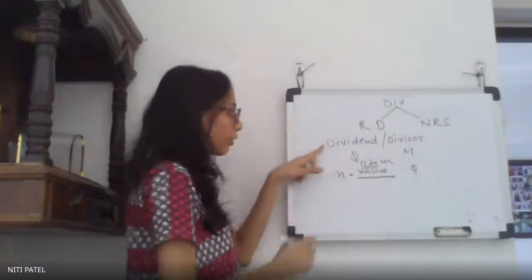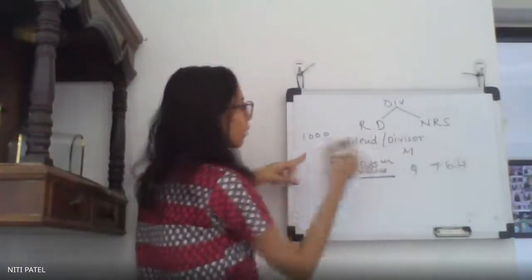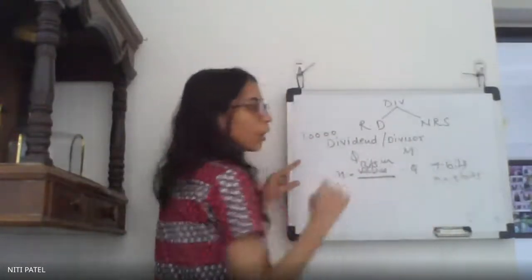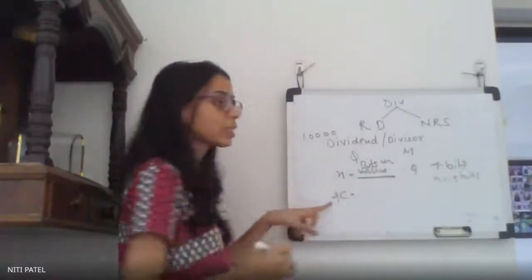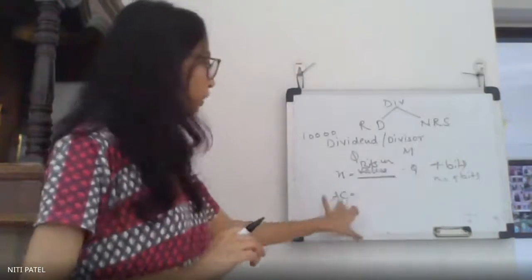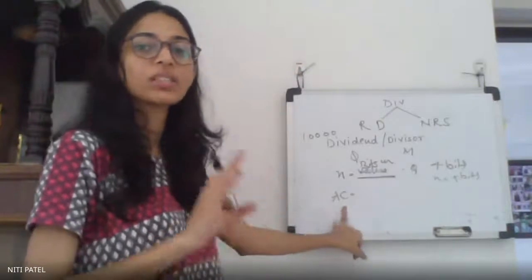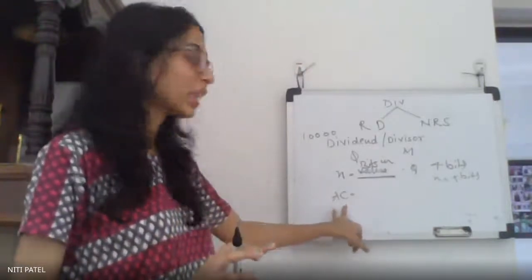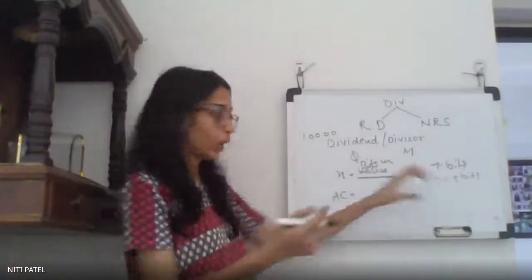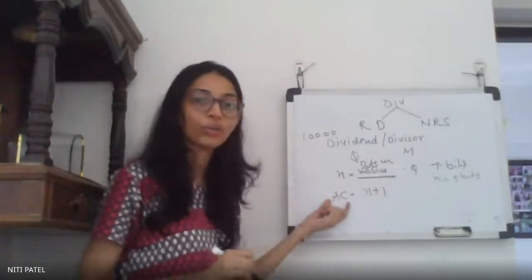So if your dividend is of 4 bits, your N will be 4 bits. If your dividend is of 5 bits, your N will be equal to 5 bits. Now we also require an accumulator. Why is this accumulator required? So that we store the result inside the accumulator. The initial value of the accumulator is always 0, with as many zeros as the size of the register, N plus 1.